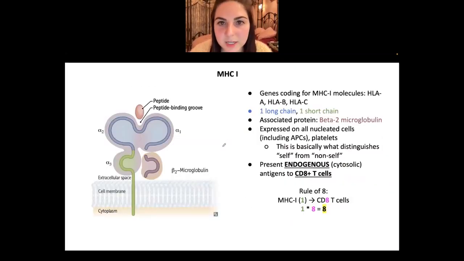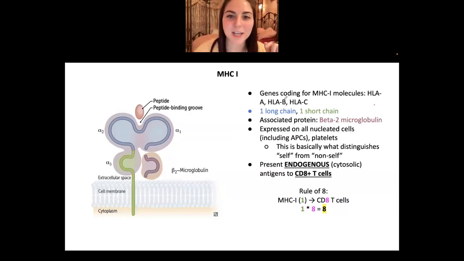Okay, so let's talk about MHC class 1. The genes coding for MHC class 1 are HLA-A, HLA-B, and HLA-C. I put this in here because there are some autoimmune diseases associated with certain HLAs, and there's a chart in First Aid. I think I bring it up when we talk about autoimmunity a little bit later, but I wanted you to start to make that association. MHC class 1s are coded for by the HLA-A genes or the HLA-B genes.